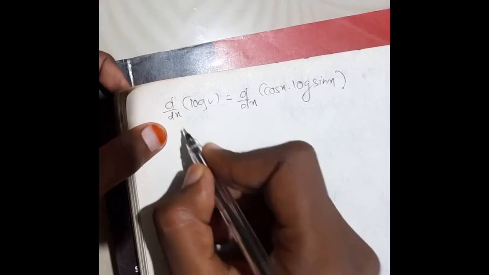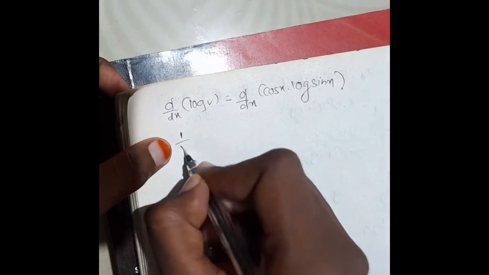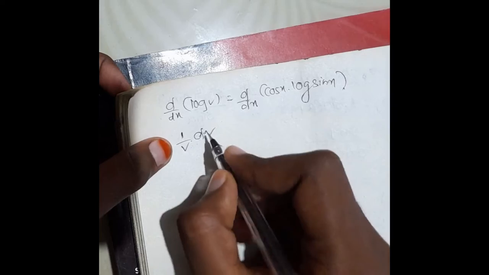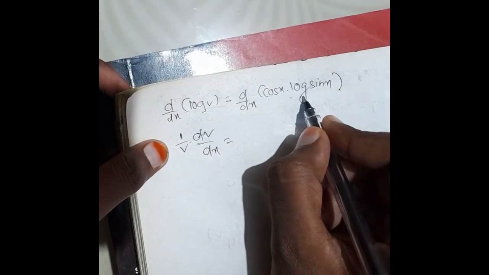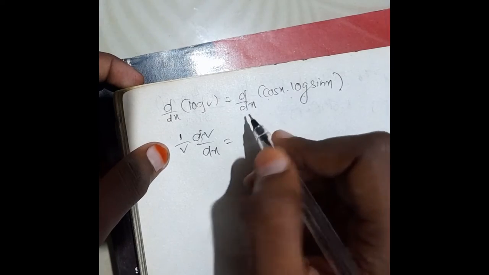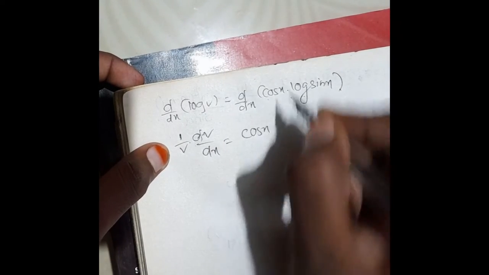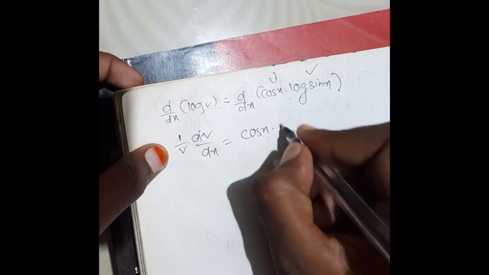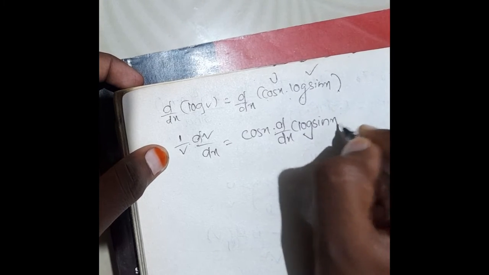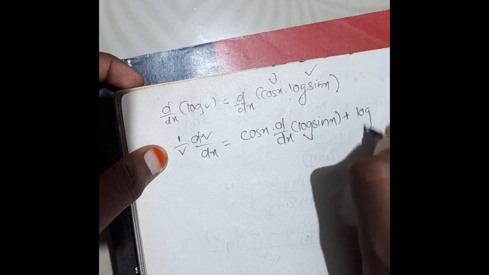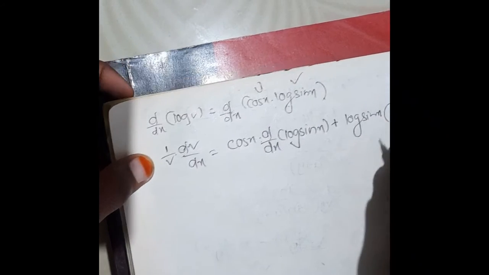So now what is d by dx of log x? It is 1 by x, but in the place of x we have v, that's why we are differentiating it again. This is also in the same form, d by dx of uv. What is d by dx of uv? U means cos x, d by dx of log sin x, plus v log sin x, d by dx of cos x.